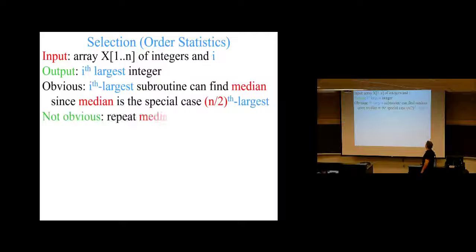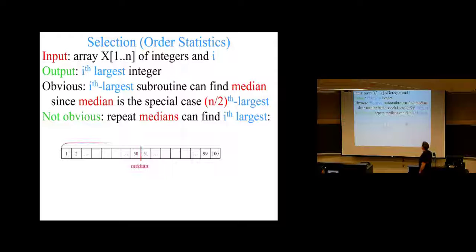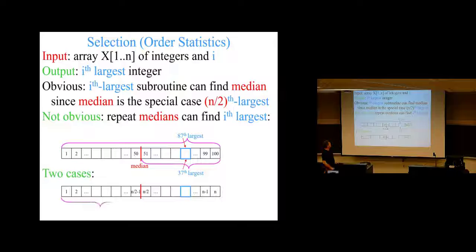For extra credit, try to prove that too. And then we talked about selection in general, the ith largest, and we said that if you can find the median in linear time, that suffices to find any ith largest, not just the median, which is the n over 2th largest, also in linear time, by repeated calls to the median. So if you're trying to find the median of 100 things, and you can do it in linear time, you can find any ith.